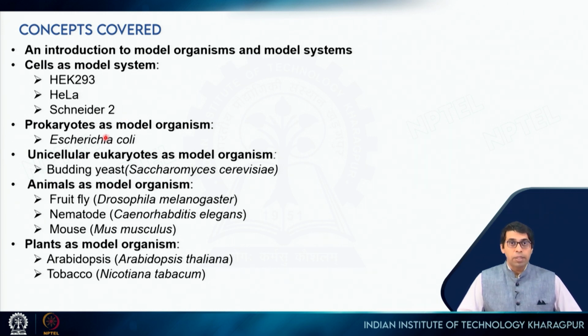For prokaryotic systems, E. coli has been a model organism where lots and lots of experiments have been done. For unicellular eukaryotes, budding yeast, that is Saccharomyces cerevisiae, has been used. For animals as model systems, fruit fly, which is Drosophila melanogaster, then a nematode, which is C. elegans, and mouse, these have been the workhorses of biological experiments. So, these are model animals. For plants, these two plants, Arabidopsis and tobacco, have been used as model plants for scientific experiments.